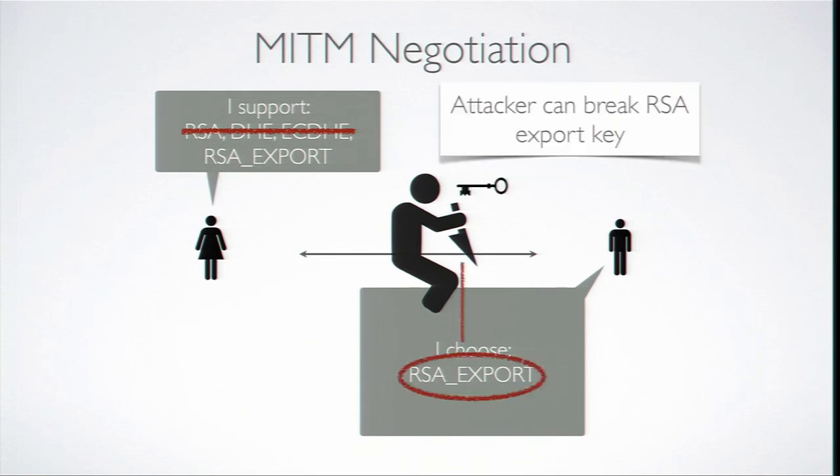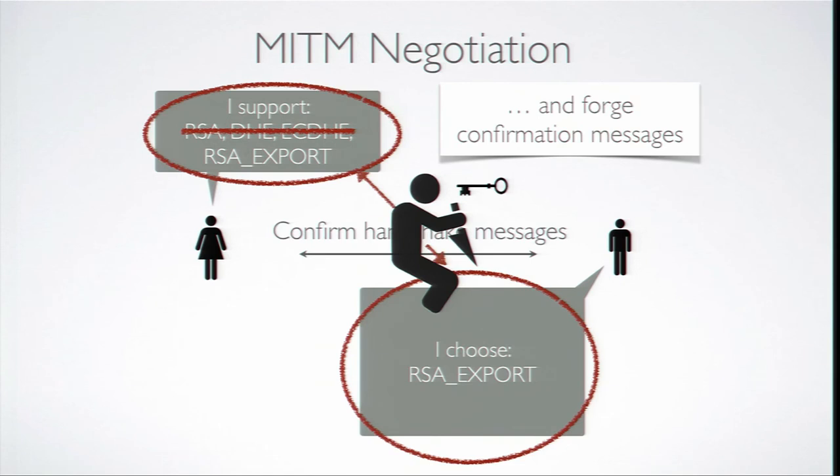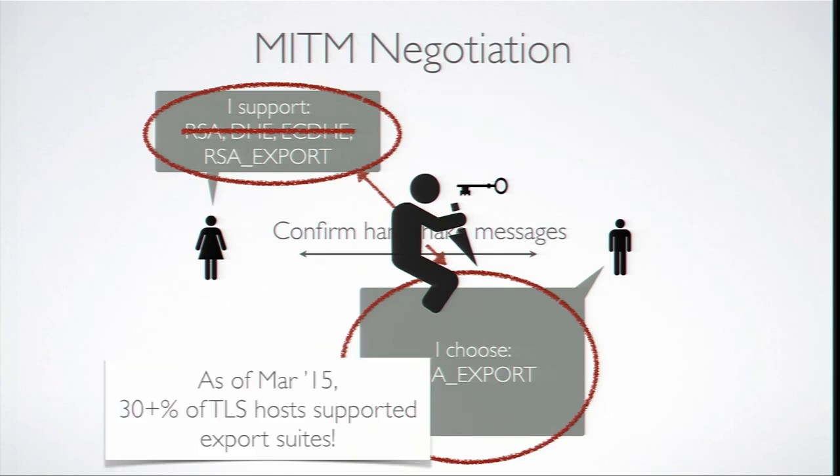Now, the bad thing is it would seem that export encryption, 15 years after we got rid of the need for export encryption, nobody out on the internet would be supporting it. Unfortunately, it turns out with some internet scanning, as of last year, we found that about 30%+ of the servers on the internet were still accepting RSA export encryption. So this was a really surprising and really bad thing.